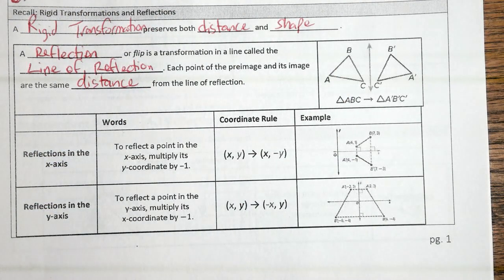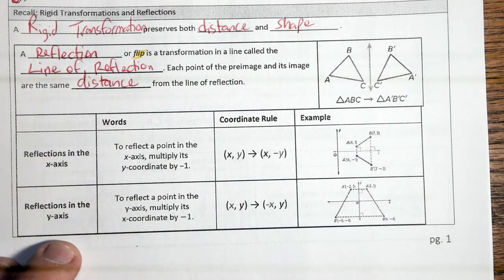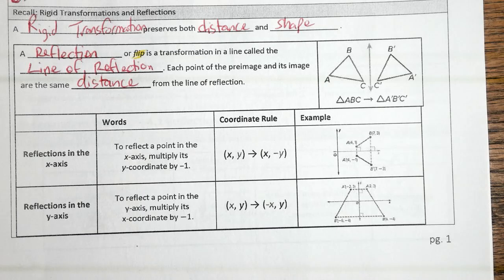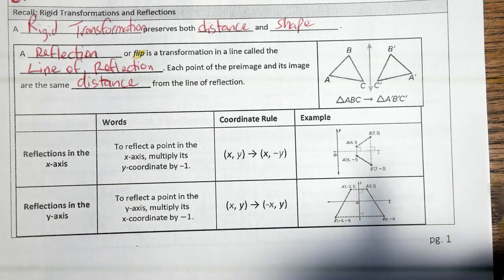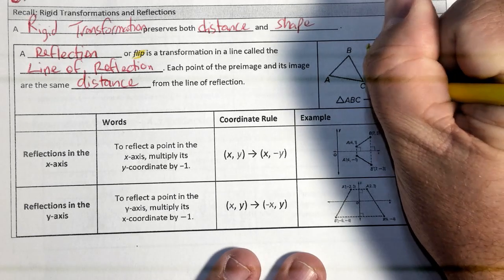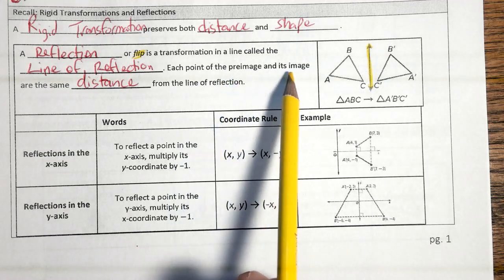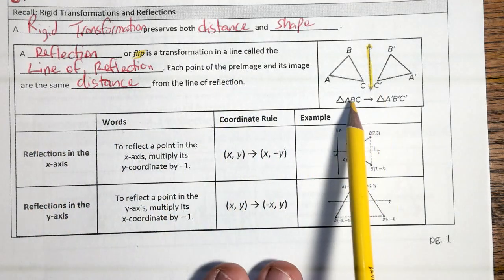Anyway, we're going to recall from before. A rigid transformation preserves both distance and shape. A reflection, or flip, is a transformation in a line called the line of reflection. This is the line of reflection here for this example. Each point of the pre-image and its image are the same distance from the line of reflection.